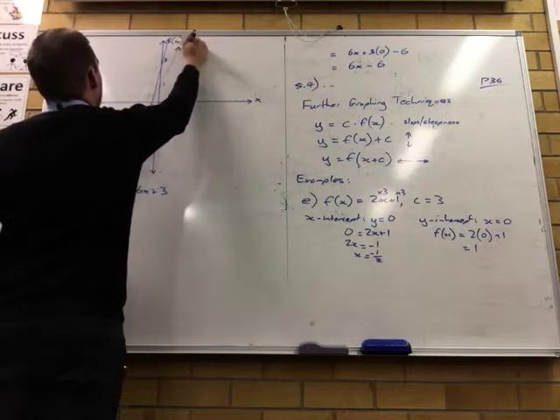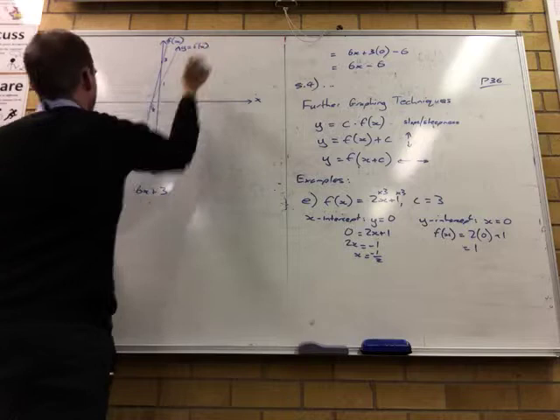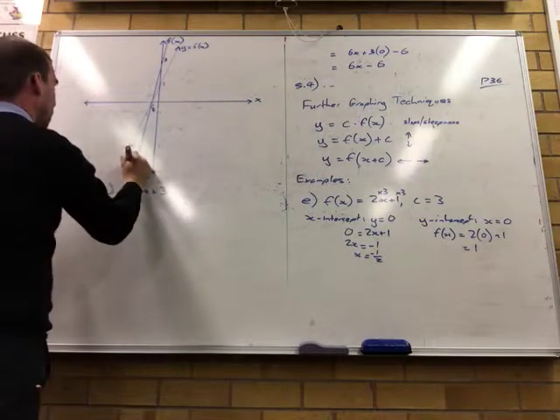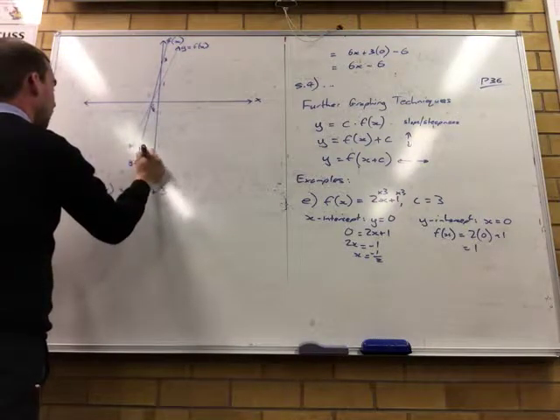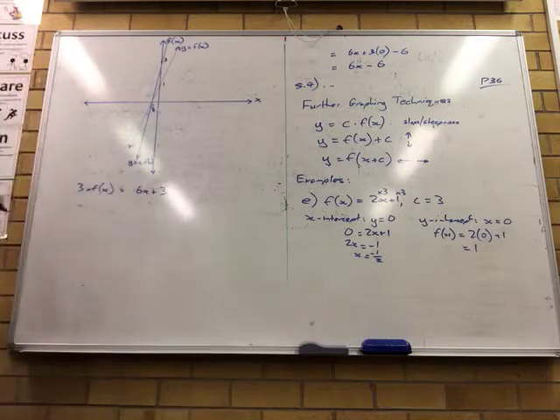Okay, so this one, y equals f of x. y equals c lots of f of x. Okay, so yes, the steepness changes, but we're still intercepting the x-axis at the same point.